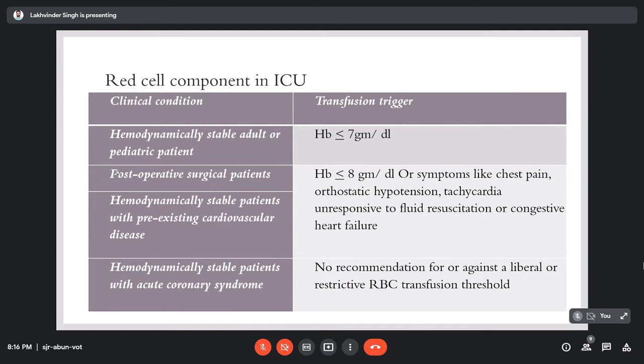Hemodynamically stable patient with acute coronary disease. Here, the American Association of Blood Banks does not give any recommendation. They say you see the patient and decide if you want to transfuse or not. If the patient is developing acidosis, then you have to transfuse. The HB may be 11 or 12, but because the heart is not pumping, the blood is not reaching the tissues. So you may have to consider a higher threshold in patients who are hemodynamically stable with acute coronary syndrome.